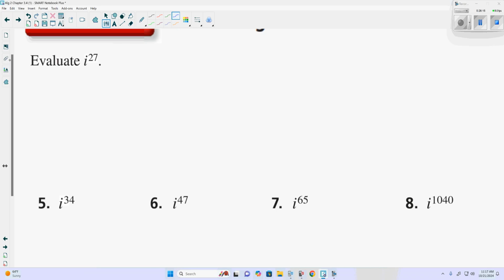So, the first one that we want to evaluate is i to the 27th power. Now to do this, we can take 27 and divide it by 4. So we can grab the calculator, do 27 divided by 4. When we do this, we do get 6.75.